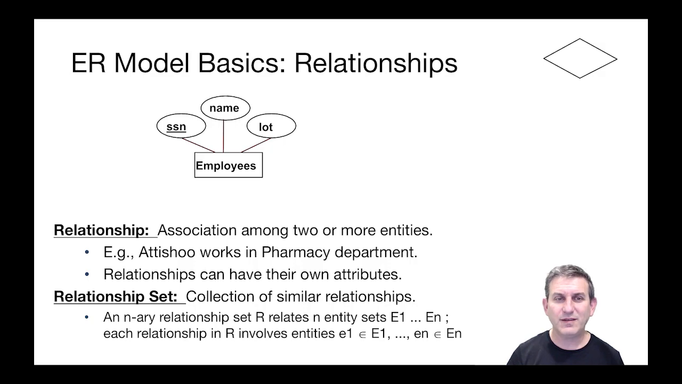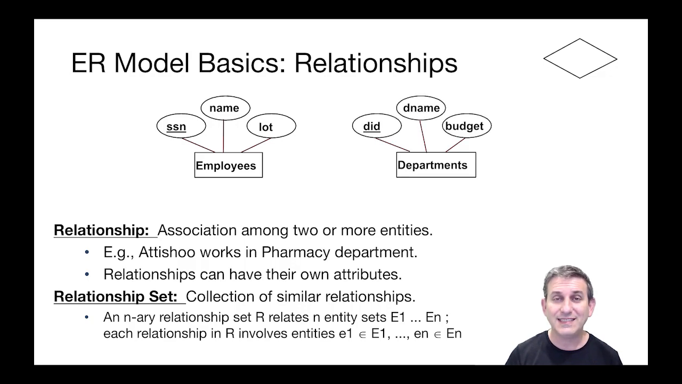Relationships will be represented by diamonds. A relationship is an association among two or more entities. So for example, we might know that someone named Achu works in the pharmacy department. And relationships can have attributes also. A relationship set is a collection of similar relationships, much like an entity set was a collection of similar entities.